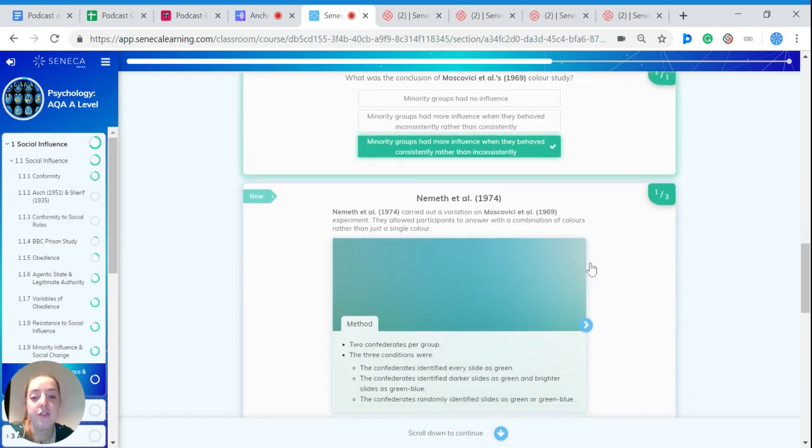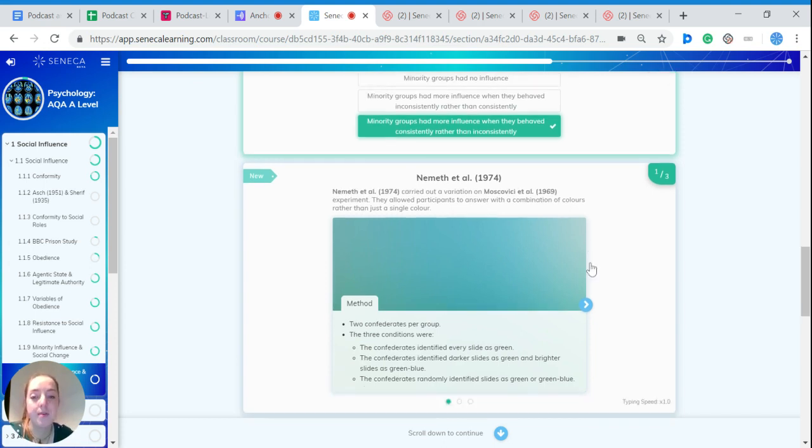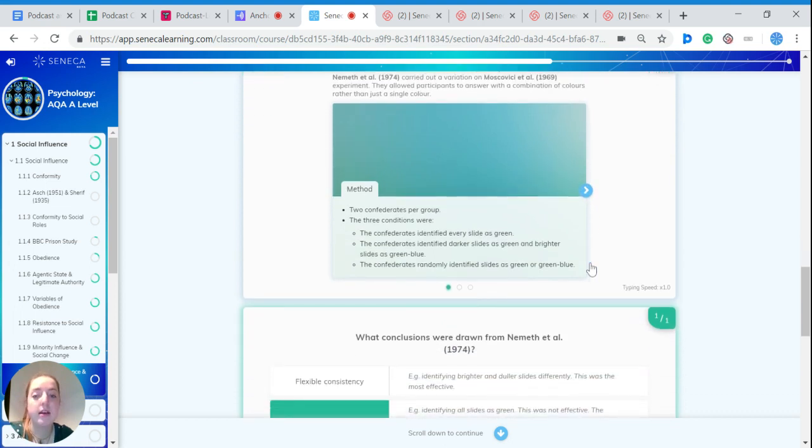In 1974, Nemeth carried out a variation on the study I just talked about, and in this they allowed participants to answer with a combination of colours rather than just a single colour. In their method, there were 2 Confederates per group, and the 3 conditions were: one was the Confederates identifying every slide as green, another was the Confederates identifying darker slides as green and brighter slides as green-blue, and the Confederates randomly identified slides as green or blue in the 3rd condition.